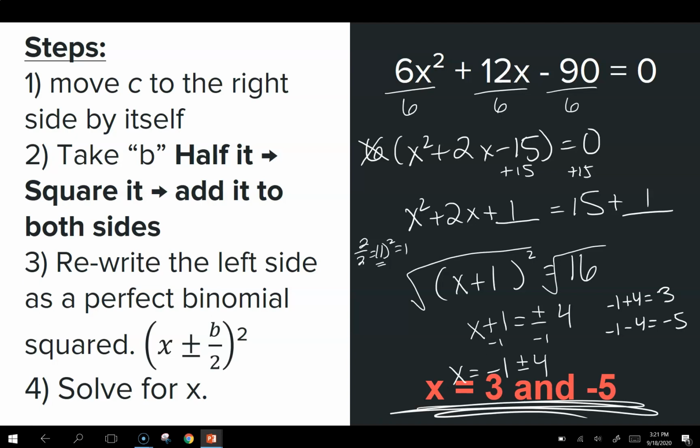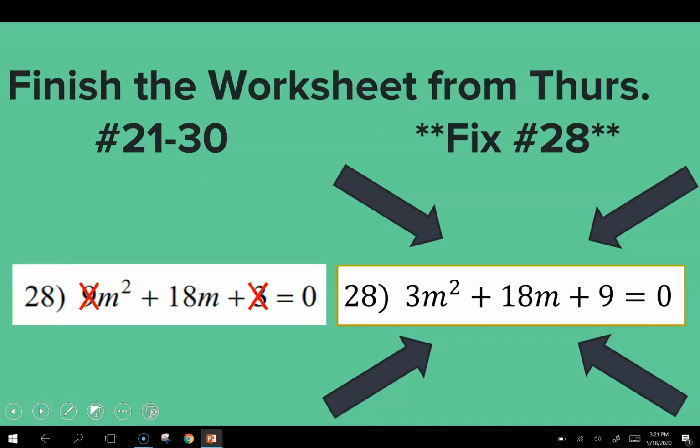Okay? Time to practice. So the worksheet from Thursday, you are now doing the last 10 problems, 21 through 30. Please fix number 28 or you can't do it. There was a 9 and 3 there. They were in the wrong spots. So please on number 28, change it to 3m squared plus 18m plus 9 equals 0. All right. Good luck.